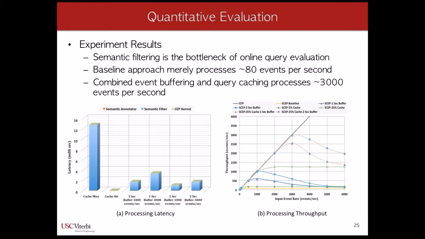for example, in the USC campus, we have a thousand events per second collected from one building. So combined with the event buffering and query cache process, we can achieve several thousand events per second. Okay.